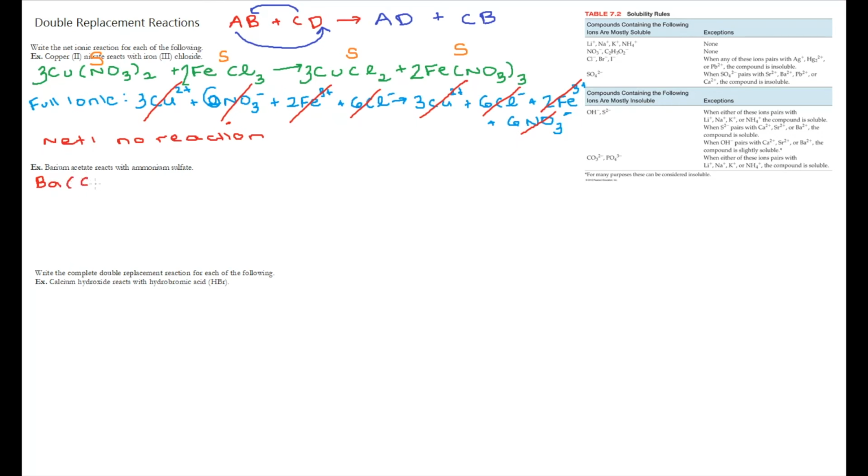So I'm going to cross charges, C2H3O2. And I'm going to put a subscript 2. That reacts with ammonium sulfate. Ammonium is NH4. It has a +1 charge. Sulfate, SO4, has a 2- charge, so +1, -2. So I'm going to put parentheses 2 there.